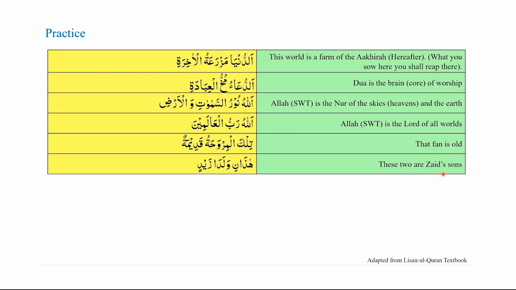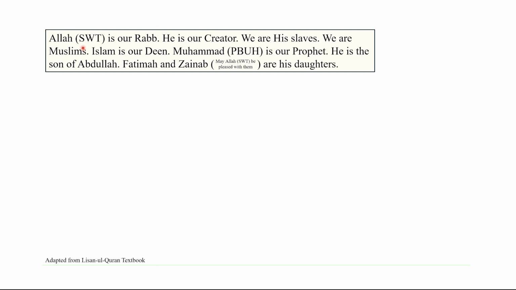These two are Zaid's sons. Zaid's sons is murakkab izafi and it is used as khabar. Allah subhanahu wa ta'ala is our Rabb. He is our creator. We are his slaves. We are Muslims. Islam is our deen. Muhammad, peace be upon him, is our prophet. He, peace be upon him, is the son of Abdullah. Fatima and Zainab, may Allah subhanahu wa ta'ala be pleased with them, are his daughters. Let us look at each sentence individually.